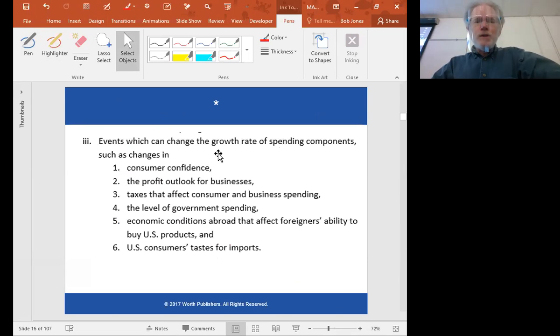Events which can change the growth rate of spending components. I think we talked about this before. This is just a review. If consumers become more confident about the future, they think their incomes are more secure, they're going to spend more money. If they become more worried about the future, they're going to cut back on their spending. Think about what happened back in March, where suddenly people are told you can't go to work. Well, for a lot of them, their incomes went down. With less income, they're going to cut back on spending.